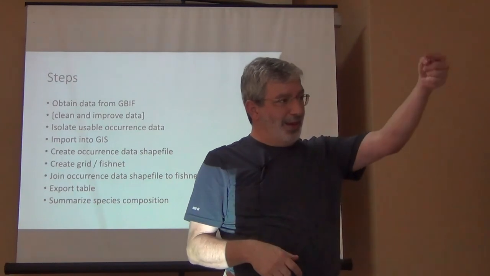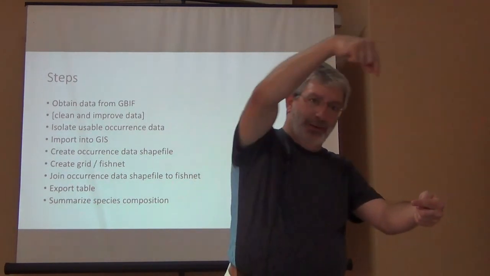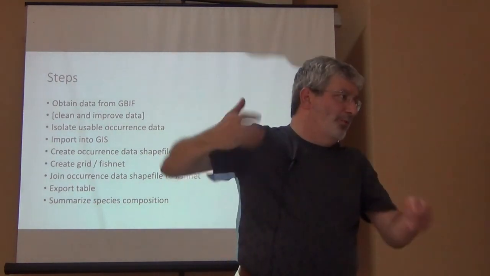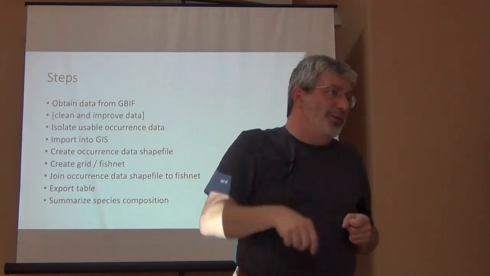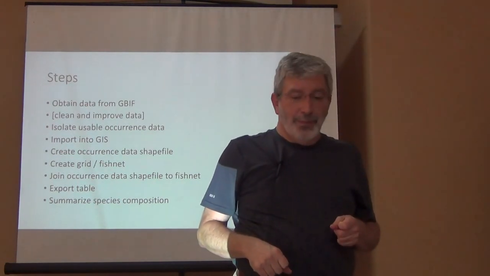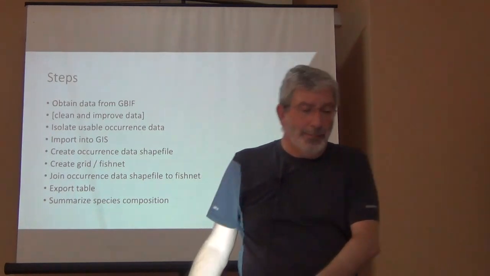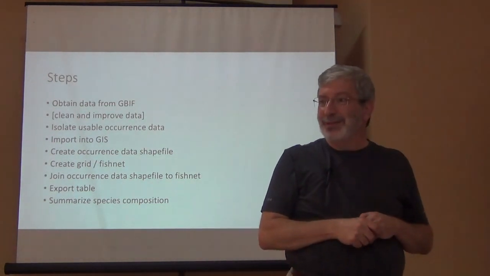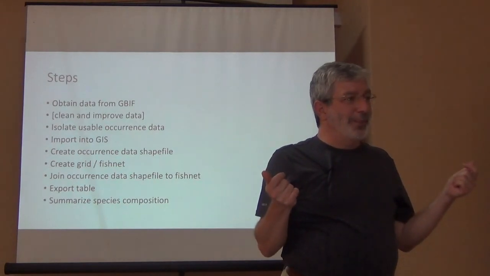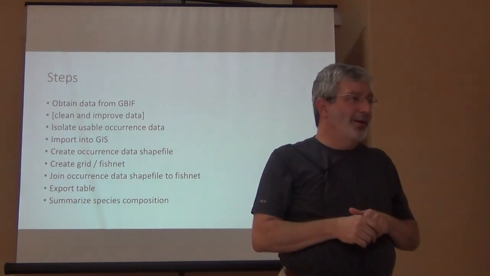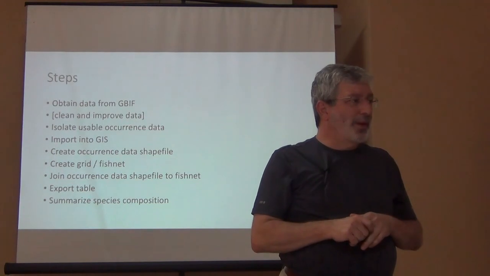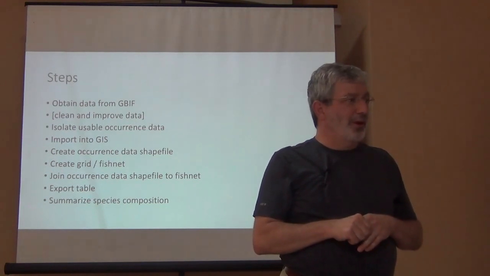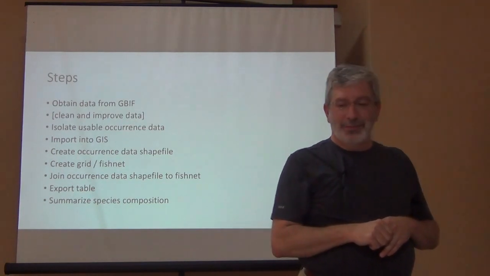And that's going to give us a table of polygon ID versus number of species, or even individual species. And we're going to take that back into our GIS, link it to our fishnet, and we'll have a really cool map of Turaco species richness across Africa. Okay?